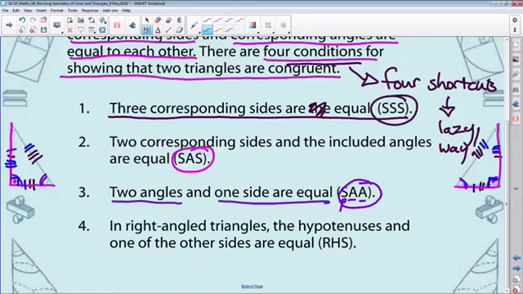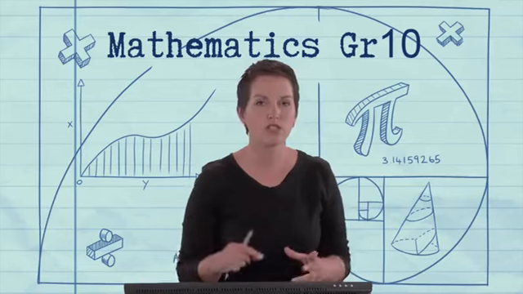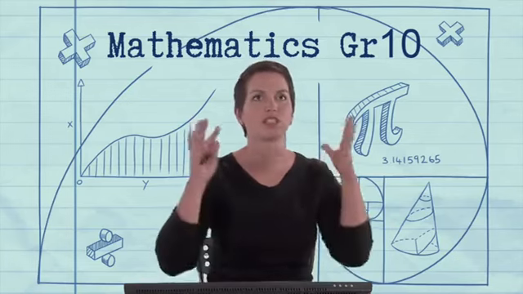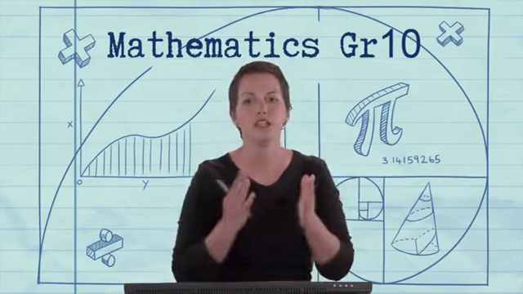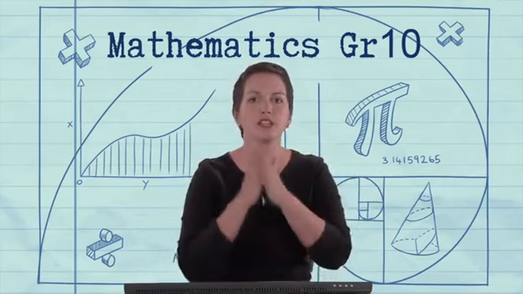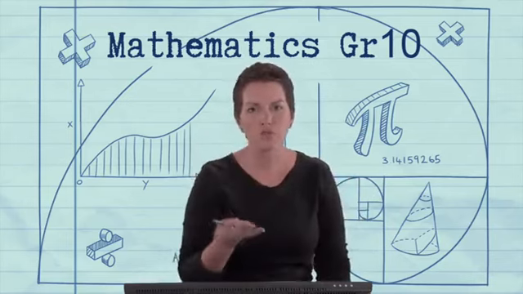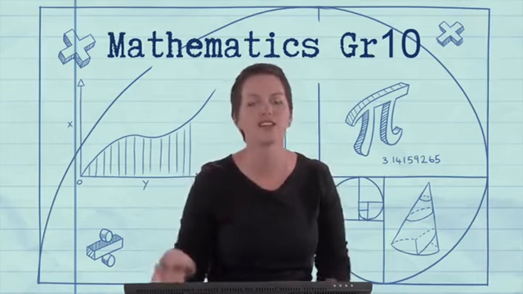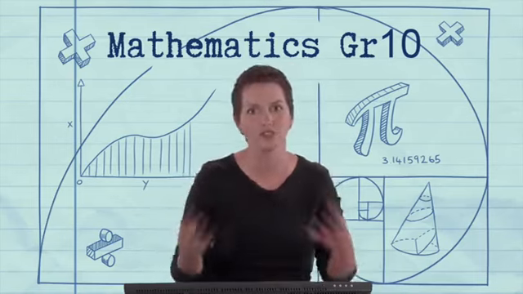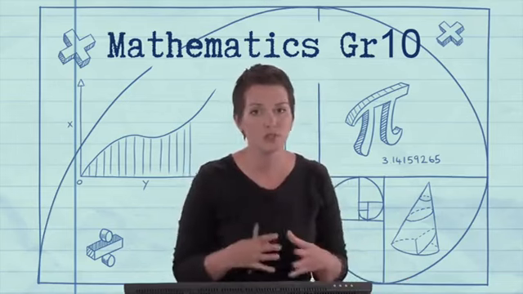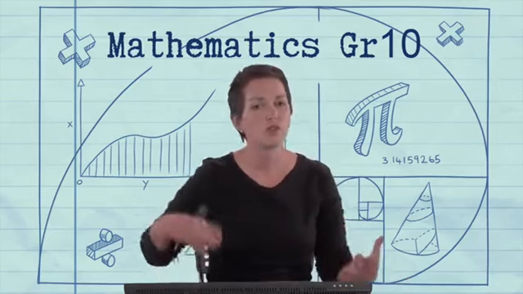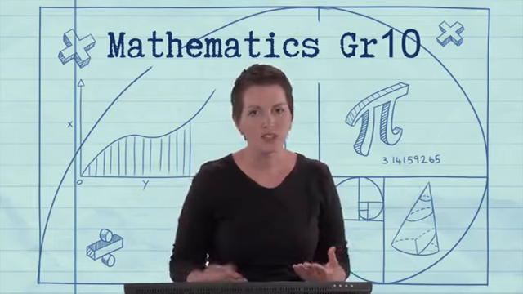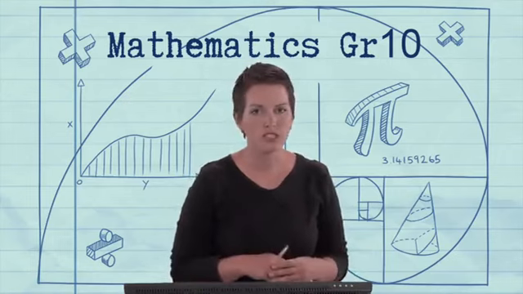Okay, so grade 10s, don't think of them as the four conditions of congruency, because then you start thinking, oh my word, it's such a terrible thing to remember. It's not a terrible thing to remember. Think of it as the four shortcuts. We don't want to prove that every single angle is equal to every single other angle and every single line is equal to every single other line. It's just far too much work. So we would rather take the shortcuts and use one of the four conditions.